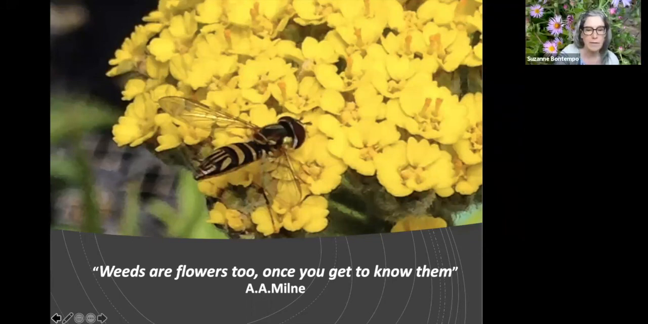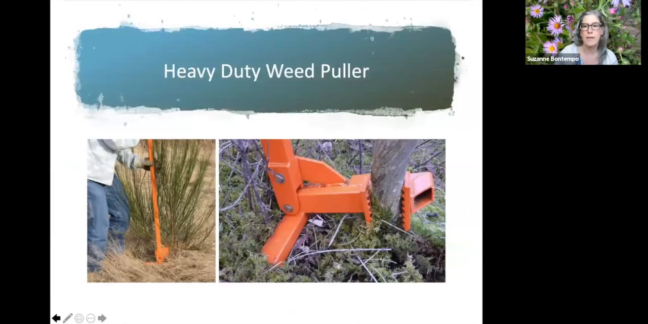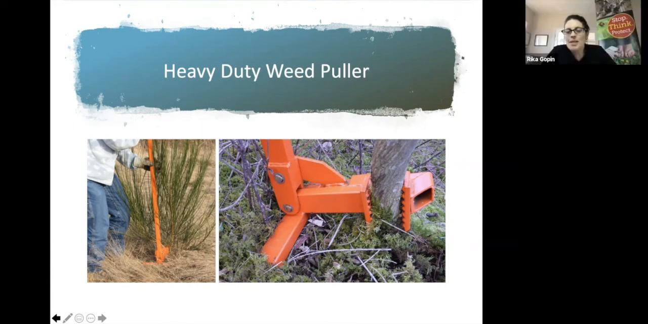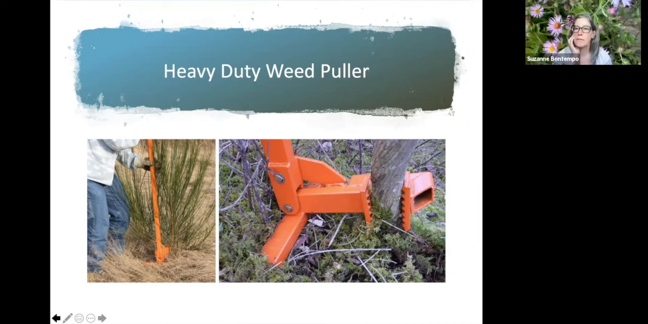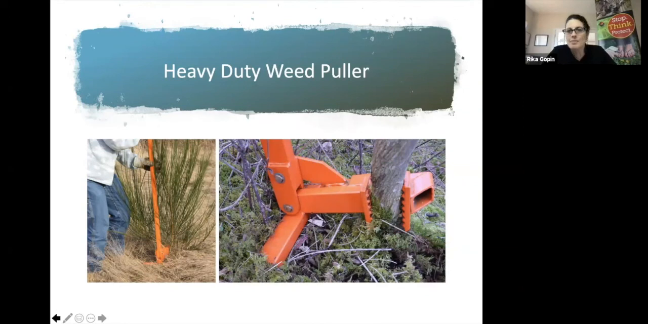I'm going to go back to this really awesome tool. This is how we pull Scotch broom. And then as far as disposal, I would invite you to call the municipality, or actually, I think I could speak to that, Suzanne. Yeah. How do you dispose of it? I think it's challenging because you don't generally want to move it because it can spread the seeds.